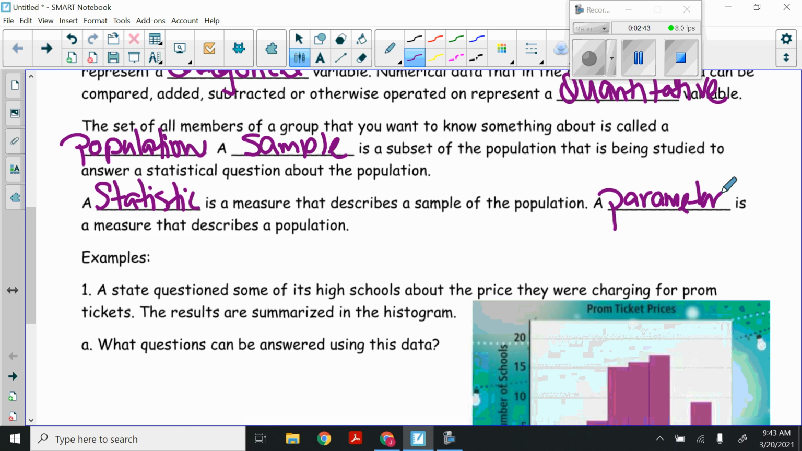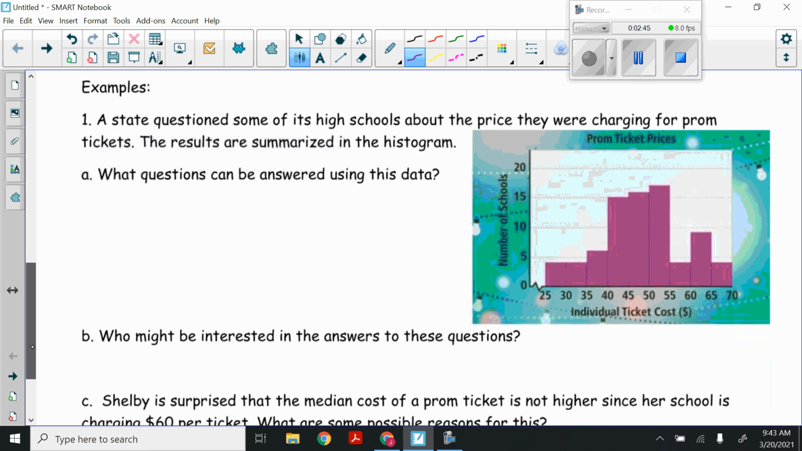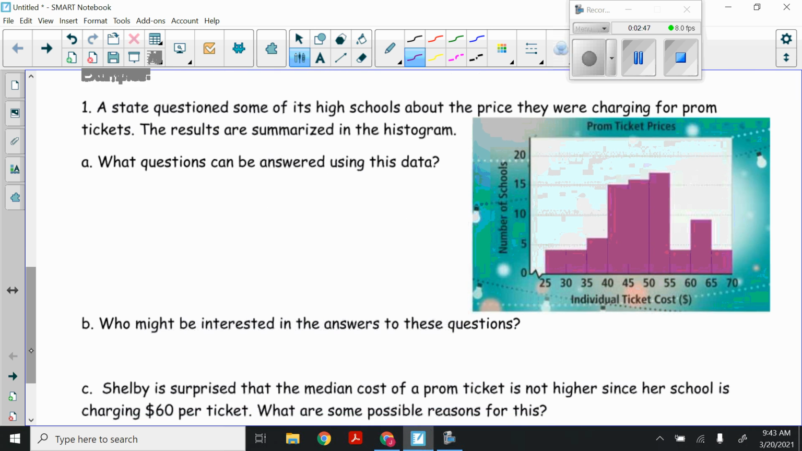So let's look at some examples. Number one, a state questioned some of its high schools about the price they were charging for prom tickets. The results are summarized in the histogram. Remember, a histogram is just a fancy word for bar graph. So here we have prom ticket prices. We have the number of schools that were interviewed and the individual ticket cost. So what questions could be answered using that data?